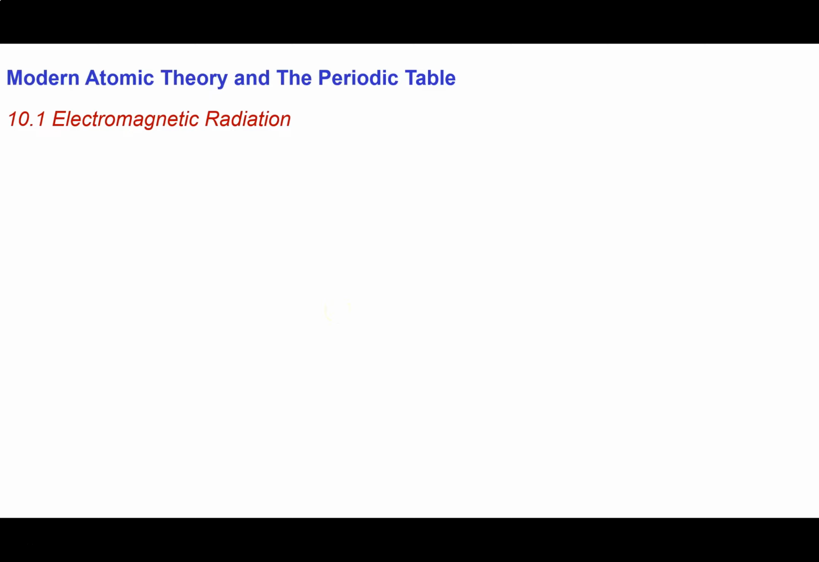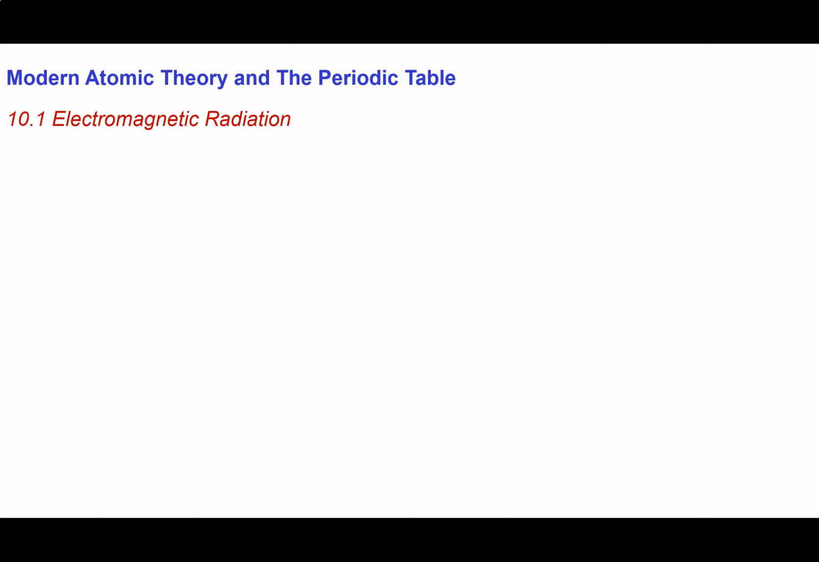So in chapter 10, we look at modern atomic theory and see how it's related to the periodic table. We've already looked at the early atomic theory, which is Dalton's atomic theory, and we've also looked at the periodic table. The periodic table was developed without any understanding of modern atomic theory and the nature of subatomic particles. However, it's good and it works. So therefore, it should be possible to relate modern atomic theory back to the structure of the periodic table.